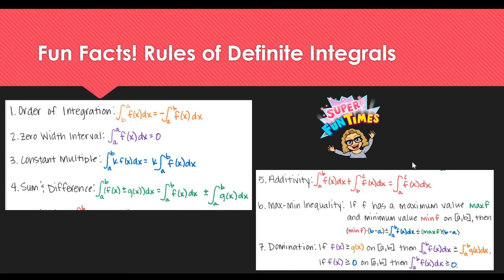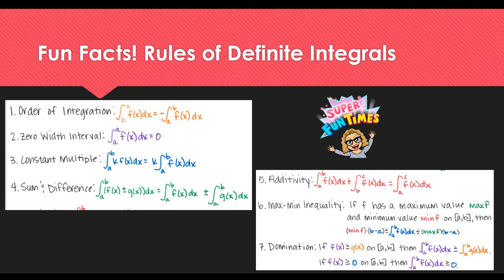The minimum-maximum inequality says if f has a maximum value of max f and a minimum value of min f on [a, b], then the minimum times (b minus a) is less than or equal to the integral from a to b, which is less than or equal to the maximum times (b minus a). So the integral is somewhere in between the minimum and the maximum times (b minus a).